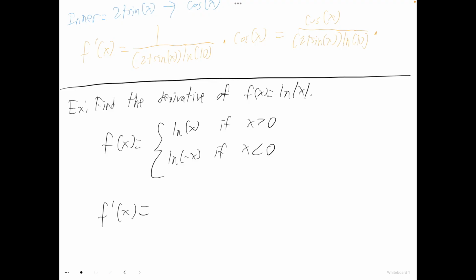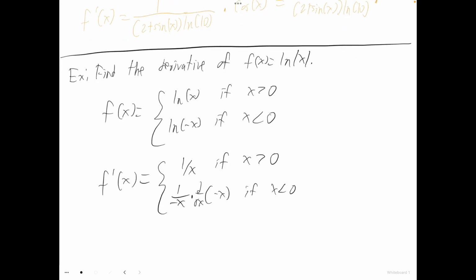Remember, for a piecewise function, what we do is we take the derivative in pieces. So we just take the derivative of the separate pieces, and then we have to restrict the domain if it overlaps, possibly. So the derivative of ln of x we know is 1 over x, so this occurs if x is greater than 0. And then the derivative of ln of negative x, well, the derivative of ln of x is 1 over x, so we get 1 over our inner function, which is negative x, times the derivative of negative x, if x is less than 0.